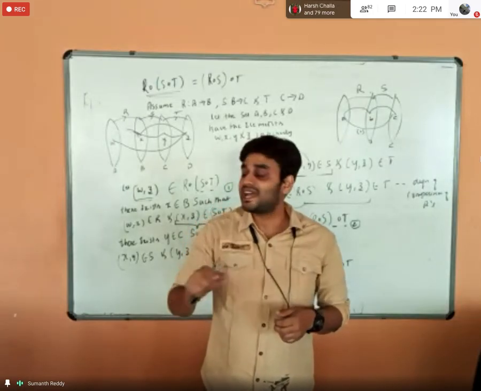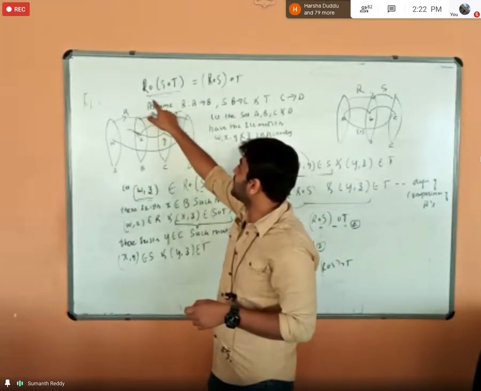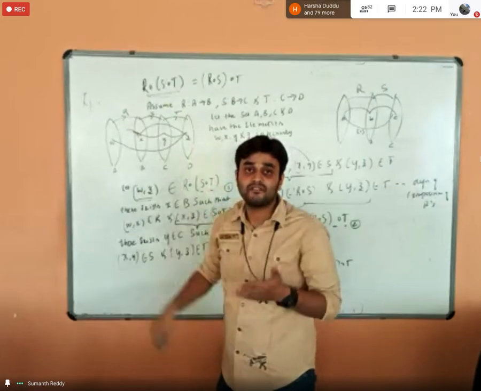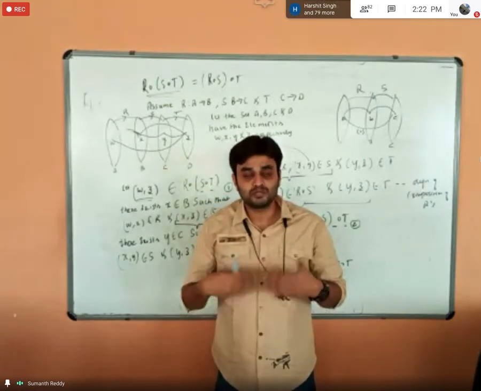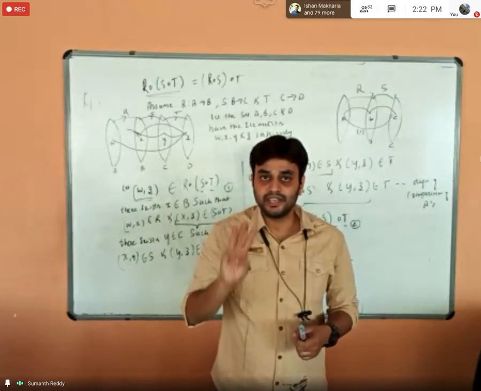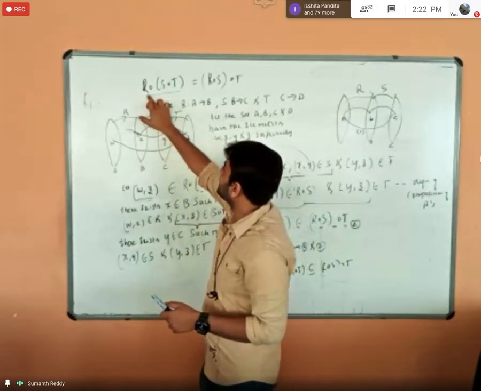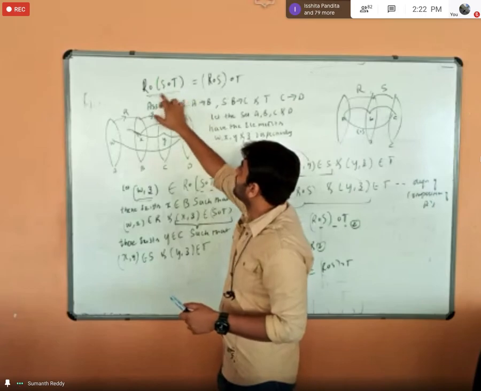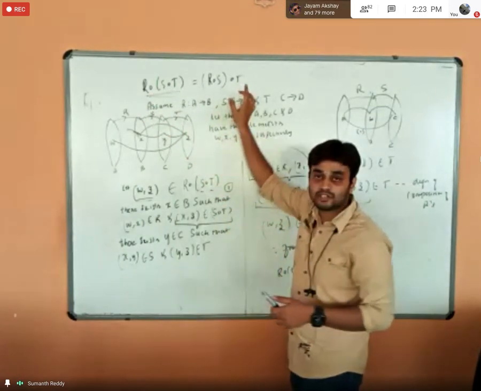Here, the question has asked for the composition. If I use the composition, it will look like this, right? This is my assumption. To prove whether composition of relations is associative or not, I have to assume some relations. And you already know that for the associative law, I need at least three relations. So I have taken three relations R, S, T. I have to prove R composition of (S composition of T) is equal to (R composition of S) composition of T, right?